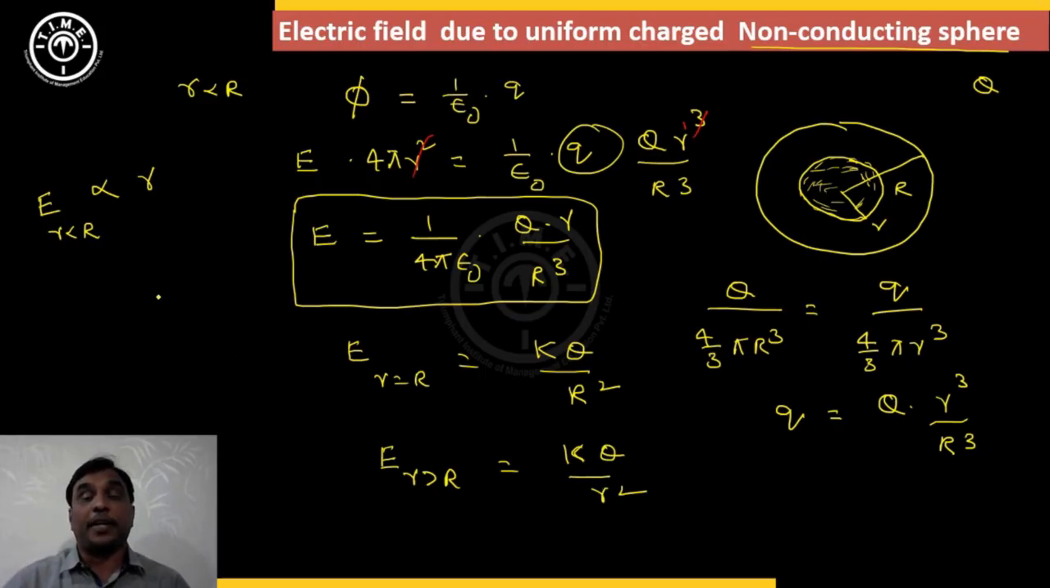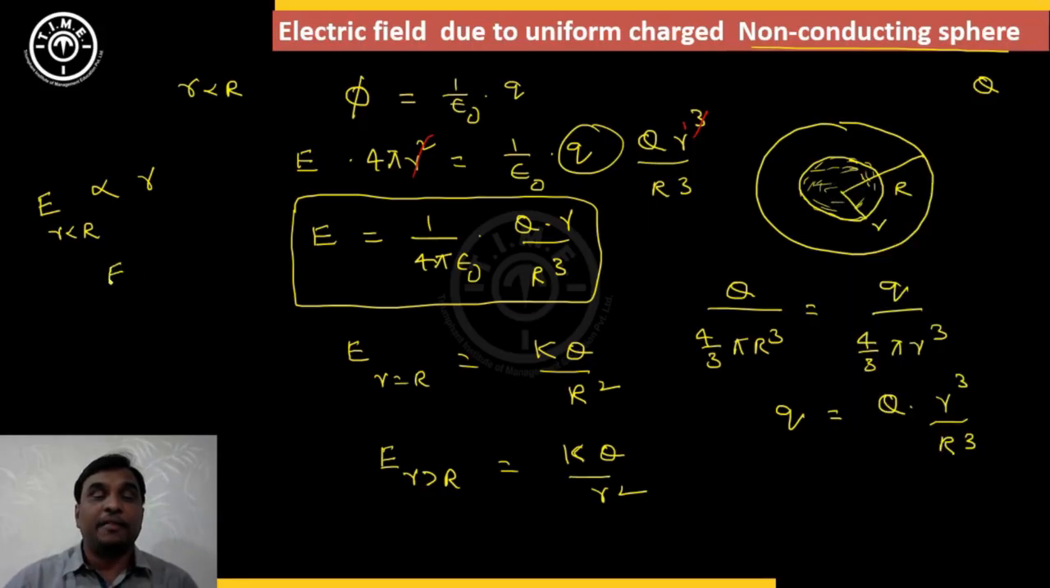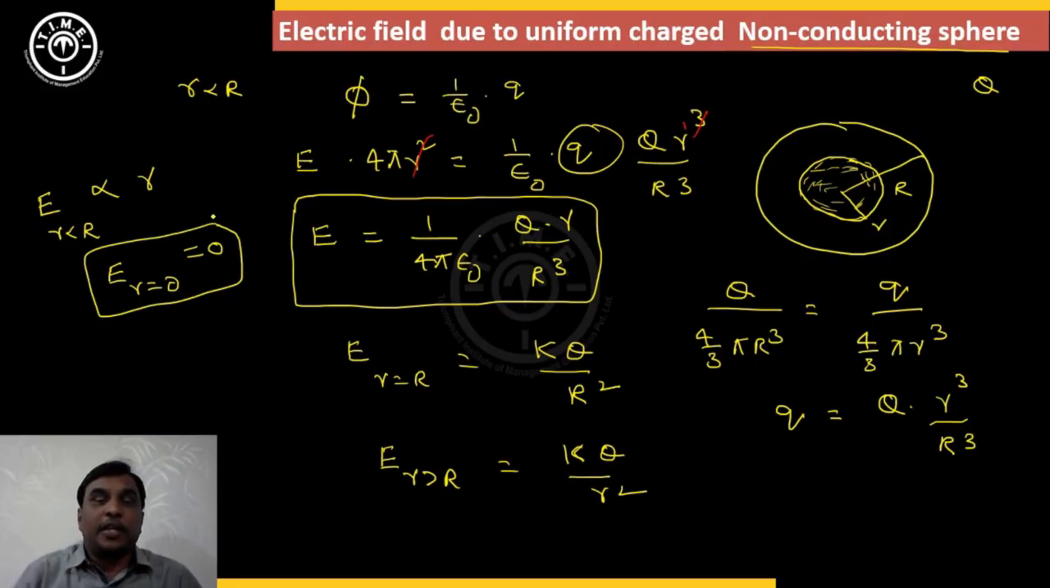Now the graphical representation is important. E is proportional to r. Moving to the next slide, I'll show the graph. Hope you understood this. This is the electric field at the center. When r is equal to 0, the electric field is also 0. From the center to the surface, it is directly proportional, a linear increment.